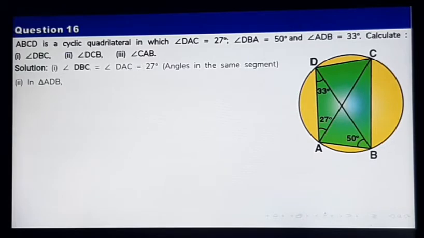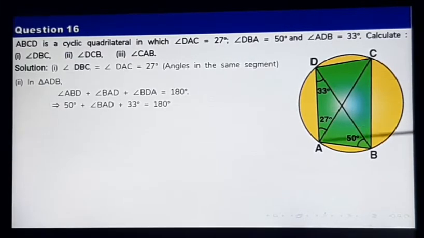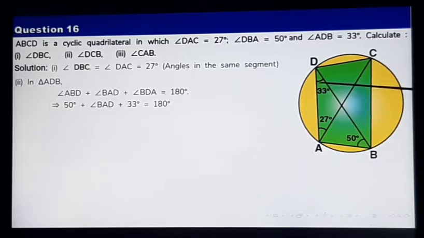So number two, in triangle ABD, that is ABD is this triangle. Now I am taking this triangle in order to find DAB. All right, so we know that the sum of the angles will be 180 degree. Okay, so let us put the values. So we have ABD is 50 degree, right? BAD we don't know, and BDA is 33 degree. Okay, so from here we'll calculate what is BAD. So from here we see that BAD turns out to be 97 degree.